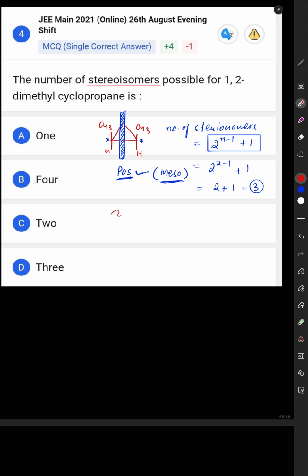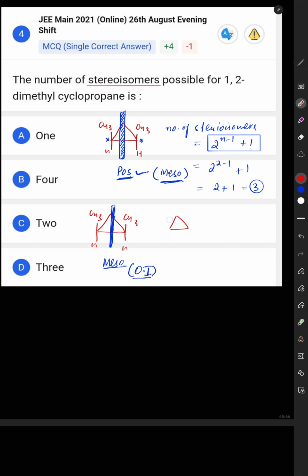We can also draw these 3 stereoisomers this way. The first one as shown is the meso form, right? This is called meso form since a plane of symmetry is there. So we have this meso form, which is also a stereoisomer, though it is optically inactive. Now remember this is optically inactive. Due to the plane of symmetry, this becomes optically inactive, right?